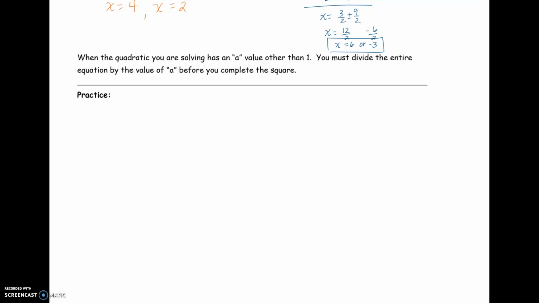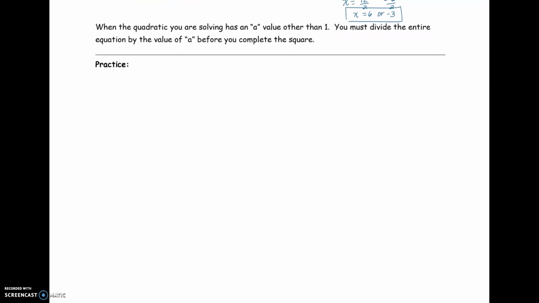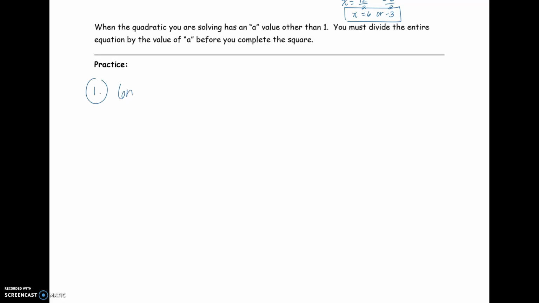It says when the quadratic you're solving has an a value other than 1, you must divide the entire equation by the value of a before you complete the square. So let's look at this and see what it's talking about. 6n squared minus 10n plus 4 equals 0. Do you see how this has a coefficient that is not 1 in front of it? You cannot complete the square unless that has a 1 in front of it. So you have to divide every single thing by 6.